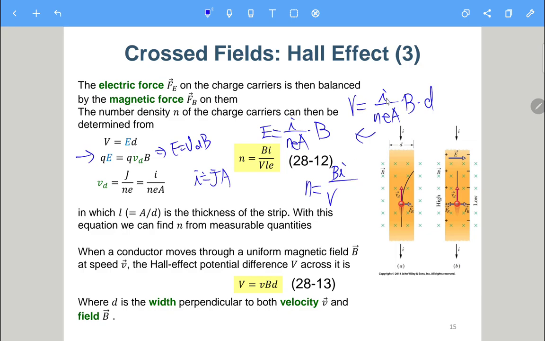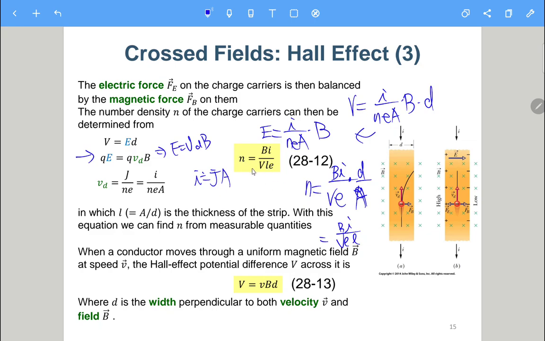And then we still have something like AD. A is the cross-section area, and D is the width, so L should be the length of the wire. So L is A over D. So we have A over D here, so we have n equals VLE over BI, or VAE, like this.